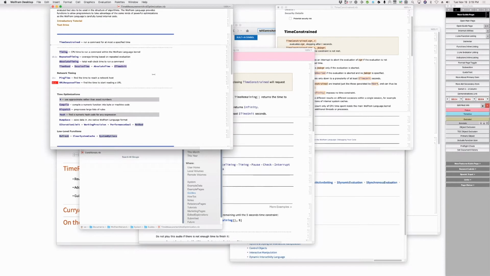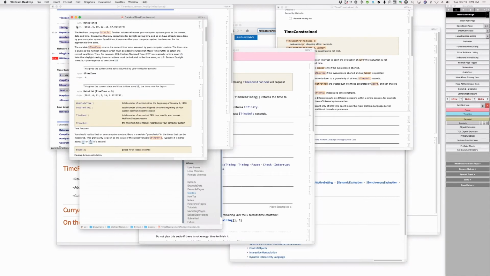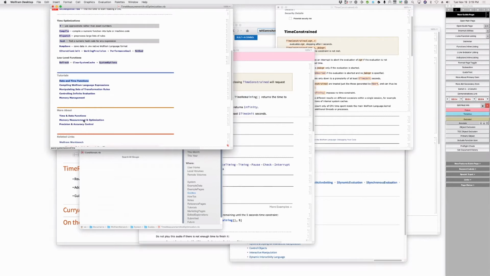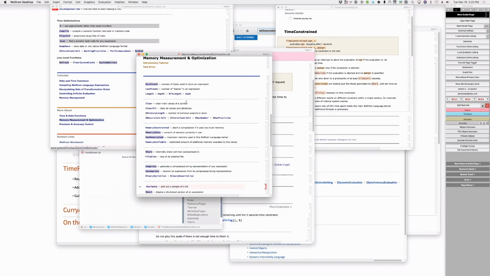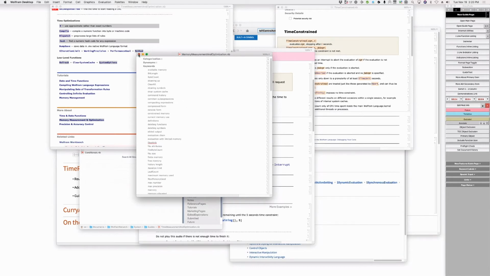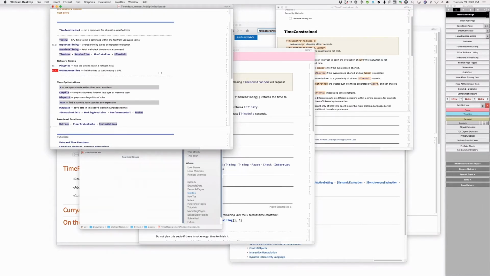There was another one on debugging. Yes. What the heck is that? That's a different thing. That's memory. I'm thinking here. You know what? I'm going to put it down here. I'm going to put it here.